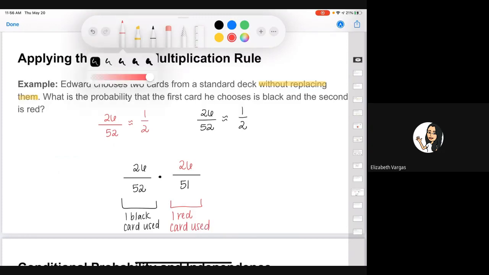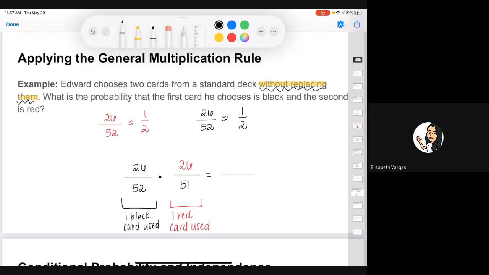Whenever you're calculating this probability, pay attention to this. He takes out the black card without replacing it. So that means now I have 51 cards. I don't have 52 cards because I've already taken out that one black card. I still have 26 red cards because I never took out a red card. I took out a black card, but not a red one. And so here, I can calculate the probability of this occurring.